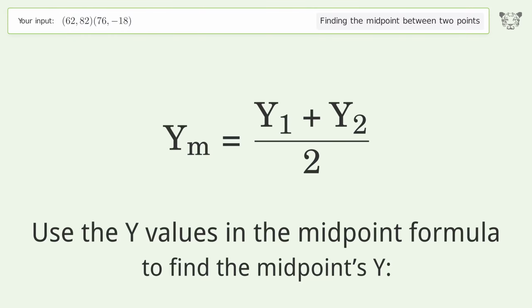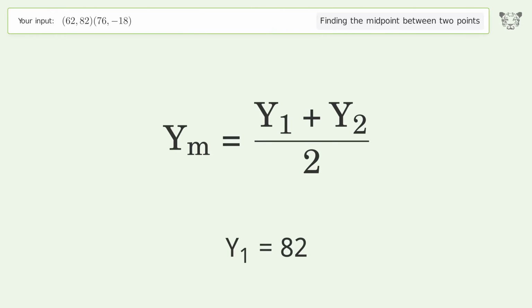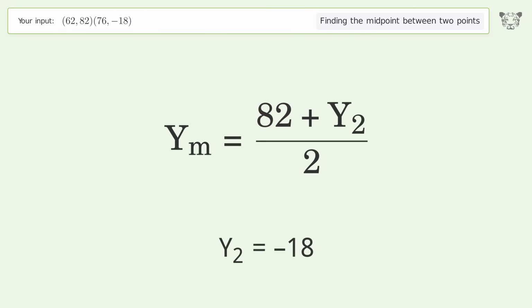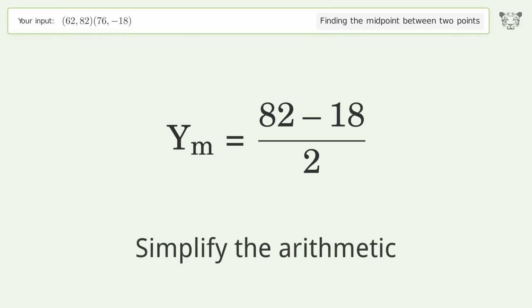Use the y values in the midpoint formula to find the midpoint's y. y1 equals 82. y2 equals -18. Simplify the arithmetic.